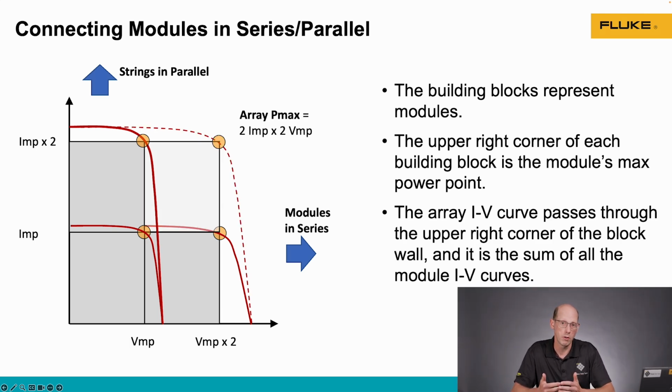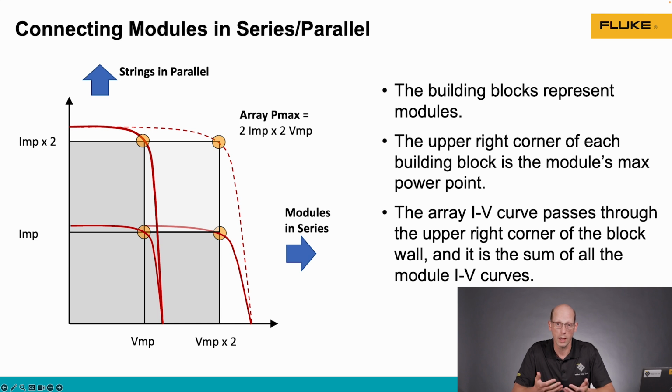The number of modules connected in series and then the number of strings of modules connected in parallel will give us the IV curve for that array. Here we can see we've got a couple in series, a couple in parallel. If I were to IV curve trace that set of modules or that array, I would get a single IV curve for the entire array that I'm testing. So this is how we build systems.